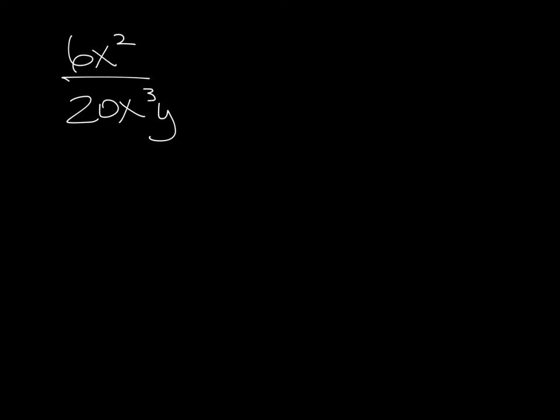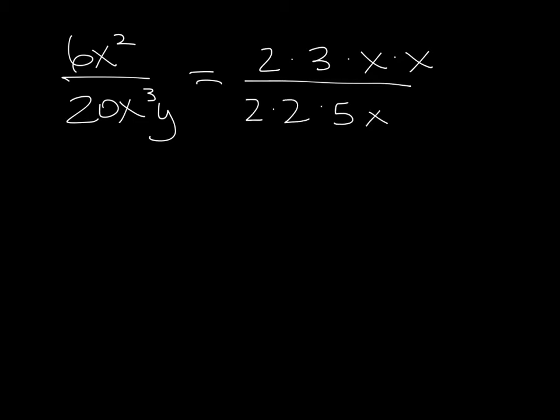So here's the first one we're going to look at. 6x squared over 20x cubed y. We want to simplify this rational expression. So the first thing we're going to do is factor both the top and the bottom. So 6x squared would be 2 times 3 times x times x. 20x cubed y would be 2 times 2 times 5 times x times x times x times y.